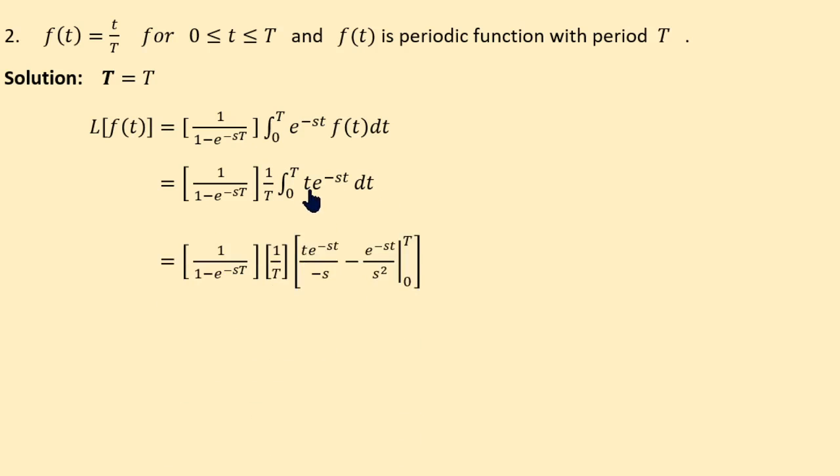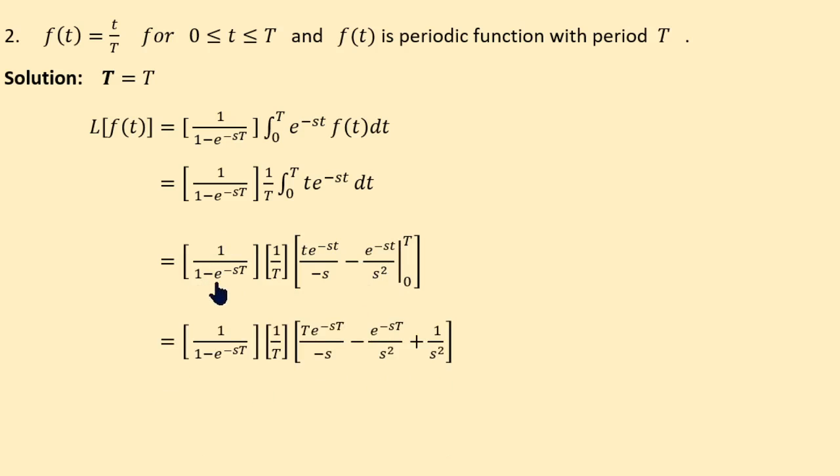The first function is t, the derivative of this first function is 1, the integral of the second one is e power minus st by minus s, and integrating again gives e power minus st by minus s into minus s, which is s square. Apply the limit 0 to capital T. For the upper limit it is t e power minus sT divided by minus s. The lower limit is t equals 0, so this is 0. Here the upper limit is minus e power minus sT by s square, and the lower limit is e power 0, which is 1 by s square, minus of minus, so plus 1 by s square.